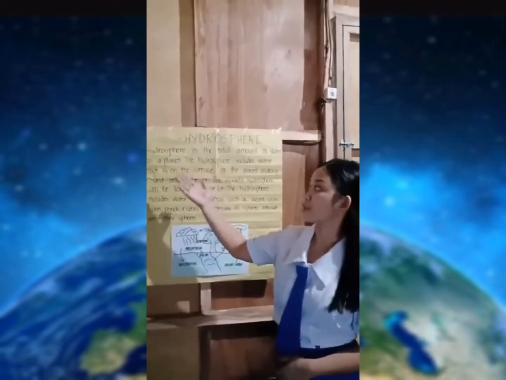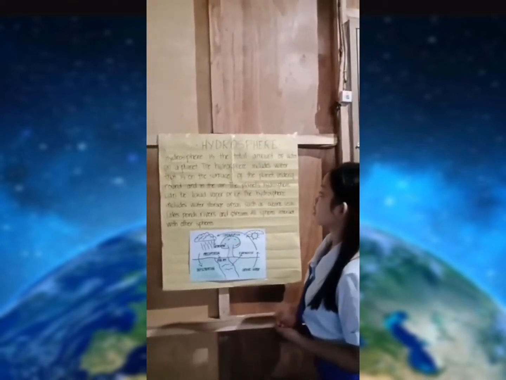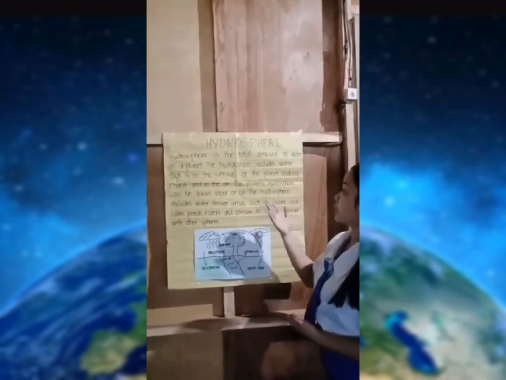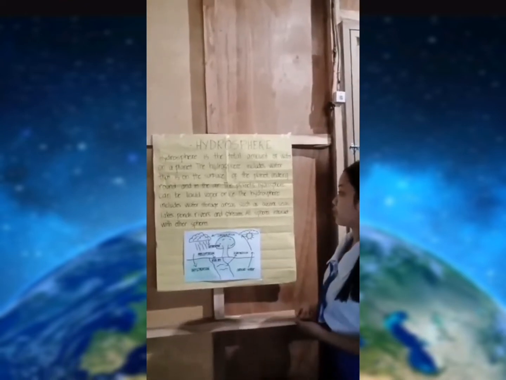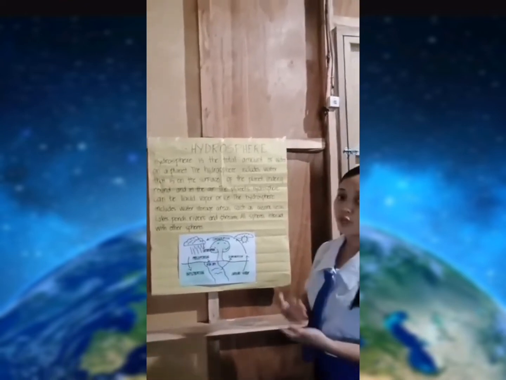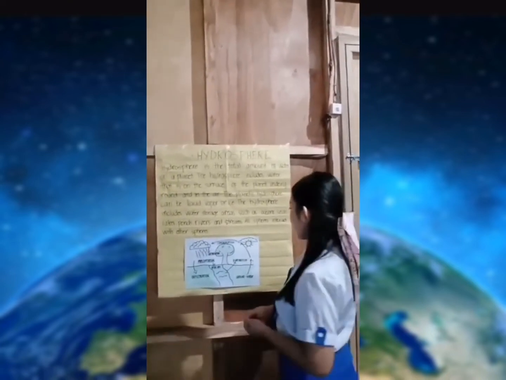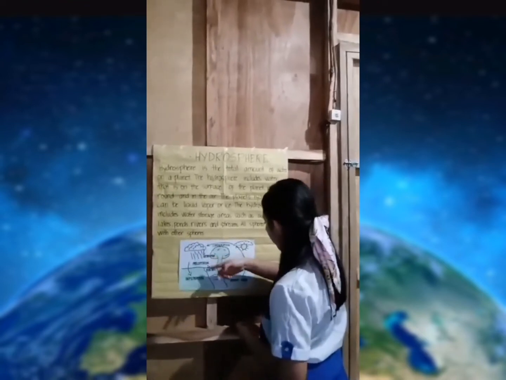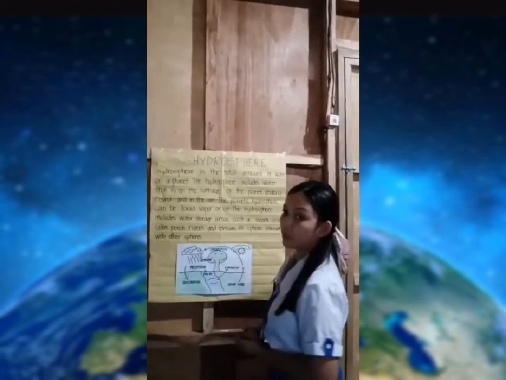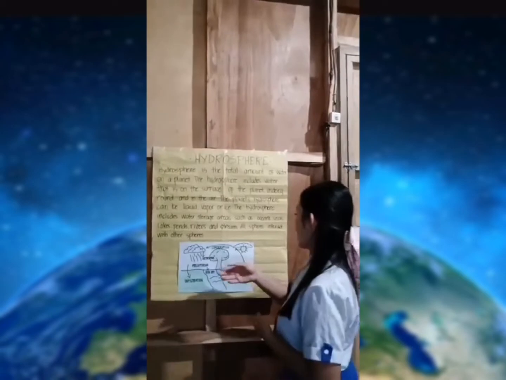Hydrosphere. Hydrosphere is the total amount of water on the planet. The hydrosphere includes water that is on the surface of the planet, underground, and in the air. The planet's hydrosphere can be liquid, vapor, or ice. The hydrosphere includes water storage areas such as oceans, seas, lakes, ponds, rivers, and streams. All spheres interact with each other. For example, rain falls from clouds in the atmosphere to the lithosphere and forms streams and rivers that provide drinking water for wildlife, humans, as well as for plants to grow.